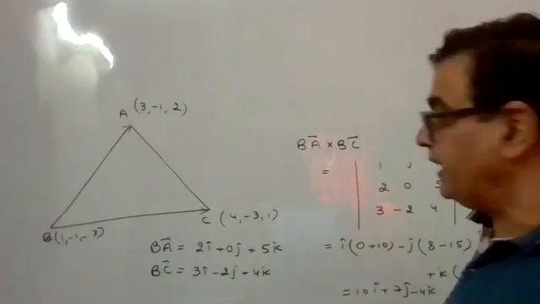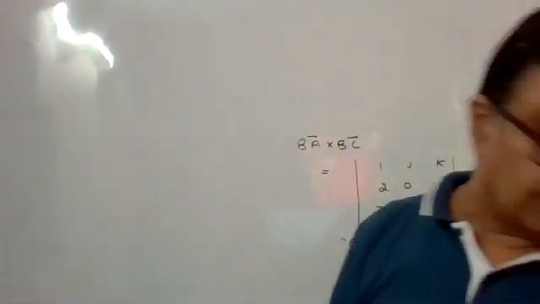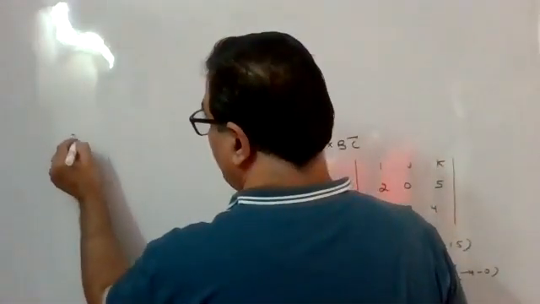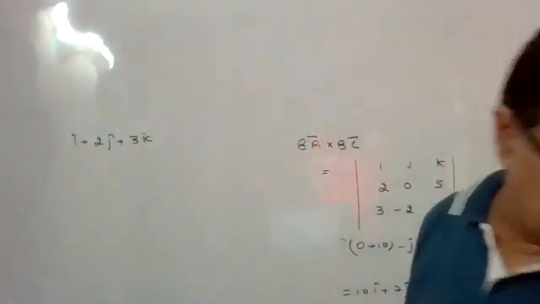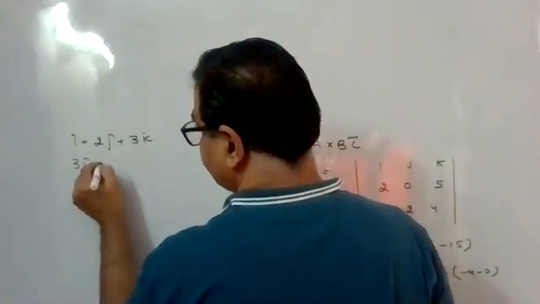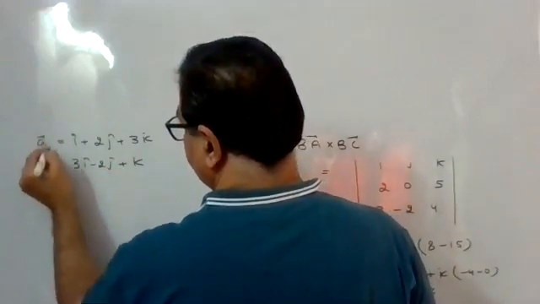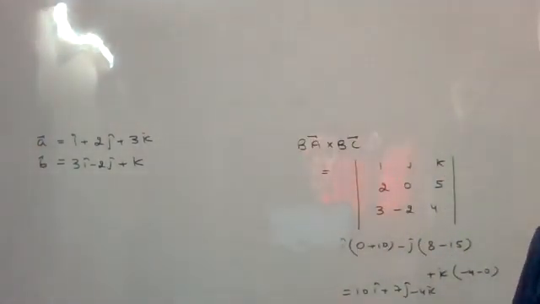Find the area of parallelogram determined by the vectors i plus 2j plus 3k and 3i minus 2j plus k. These are the two vectors forming a parallelogram. You should find out what is the area of this parallelogram.